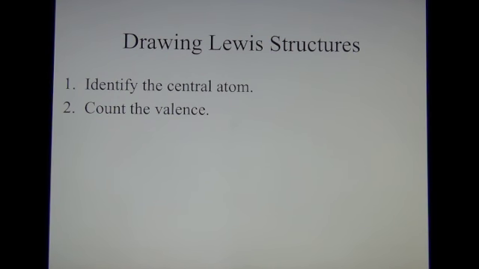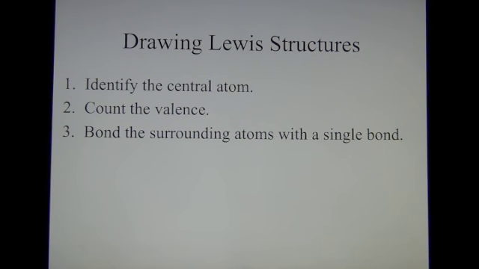To do so, we're always going to try a single bond. So always try a single bond between the central atom and each of the surrounding atoms. A single bond is one line, and this one line represents the sharing of two electrons. So you have to identify the central, count how many valence electrons you have, and then bond the surrounding atoms to that central atom with a single bond first. Never try multiple bonds at this point.